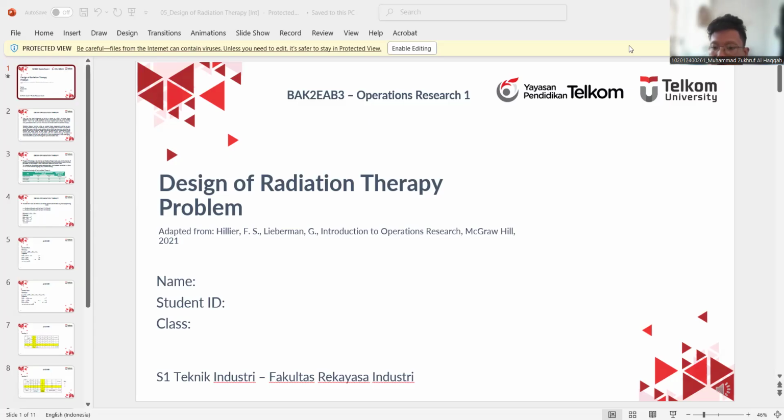I will be presenting the solution for the design of radiation therapy problem. Case study adapted from Operation Research Lecture.